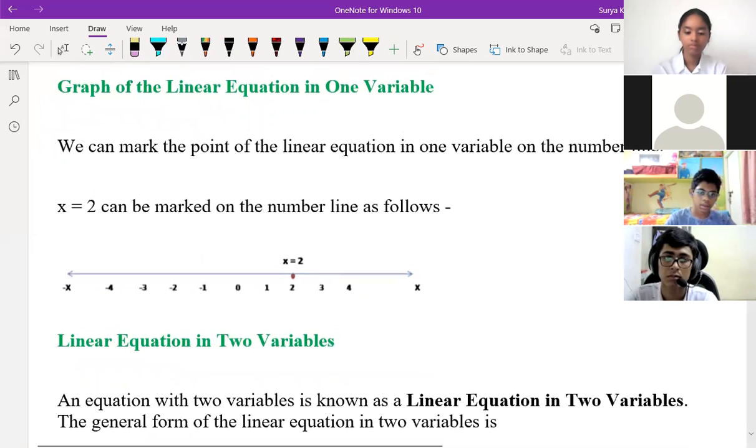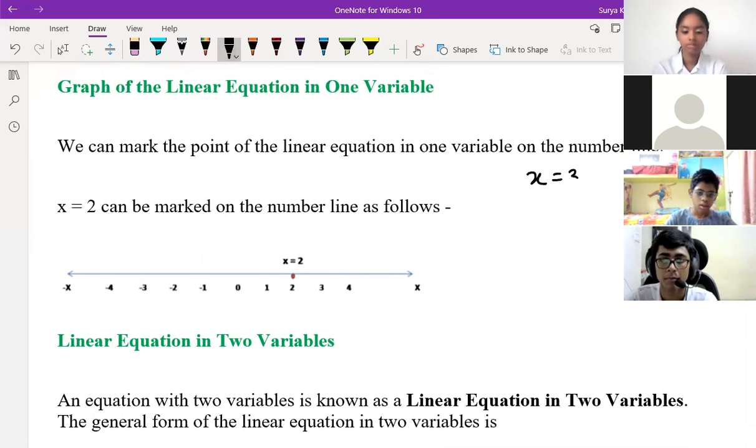See, suppose I'm telling you x is equal to 3. I told you, children, in coordinate geometry, right? x is equal to 3. So how the graph will be, you know that, correct? And here you see, graph of linear equation in one variable, we can mark the point of linear equation in one variable on the number line. Suppose x is equal to 2, you are just writing. Actually, you can mark the point also. Point 2 is here, right? Can be marked on a number line.